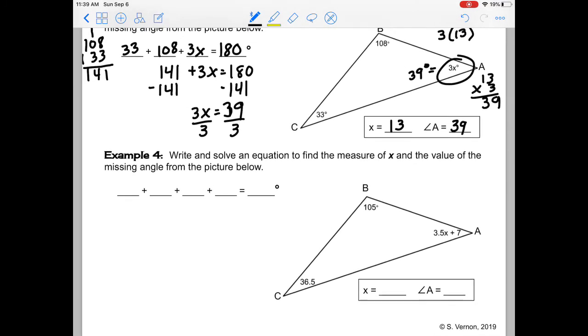So I want you to try example 4 on your own. Go ahead, pause the video, try it on your own, and then come back for the correct answer. If you did this correctly, you would have done 105 plus 36.5 plus 3.5x plus 7 equals 180, of course. And you would have got x equals 9. The angle would have been 38.5 because you're doing 3.5 times the value of x plus 7.